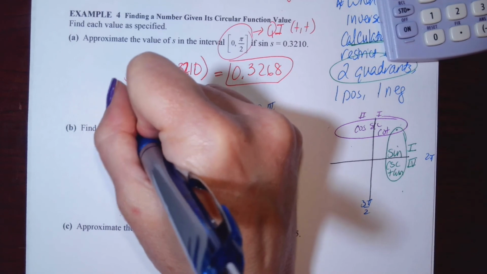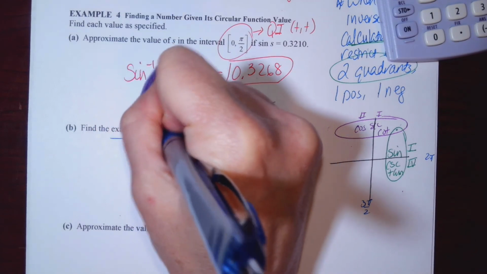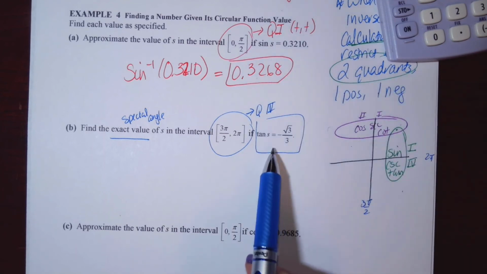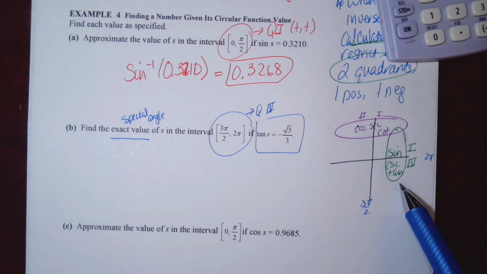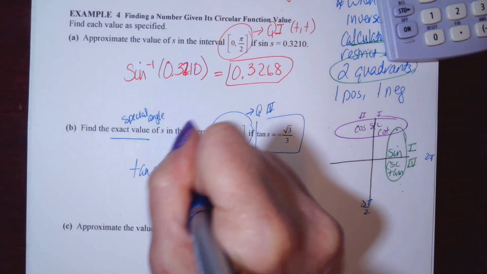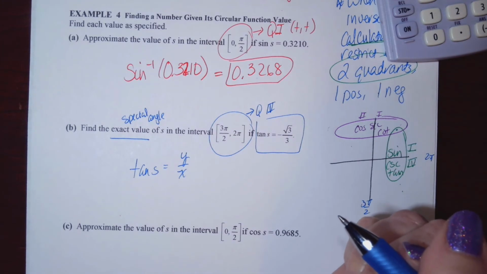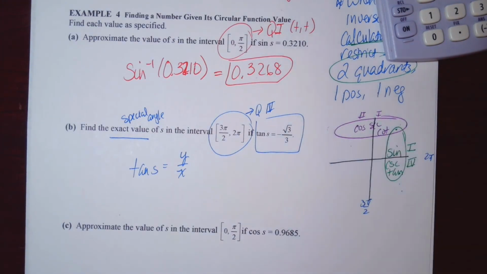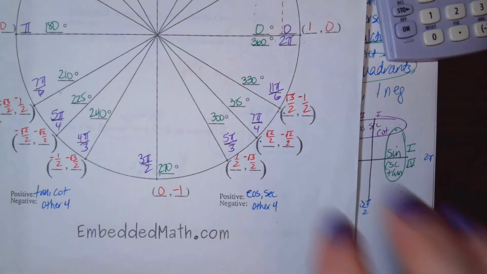So that tells me I'm dealing with a special angle. I don't need my calculator. I'm in quadrant 4, and I've been given a tangent function value. So tangent is negative in quadrant 4. That's to be expected. I know that tangent of S is y over x, and I've got square root 3 over 3. So my tangent function value in quadrant 4, that would be square root 3 over 3.